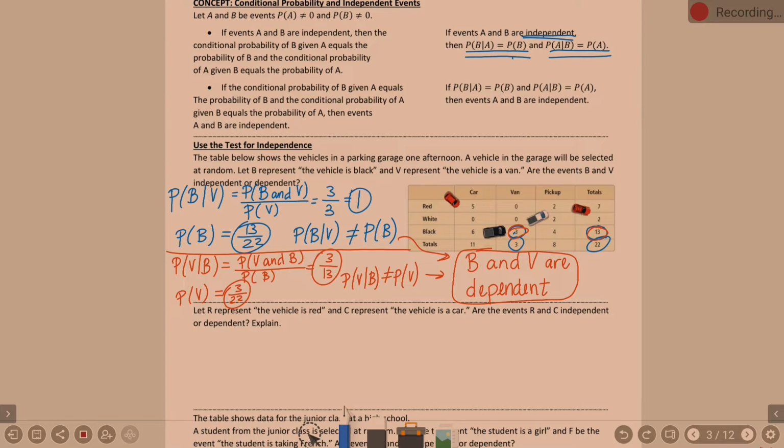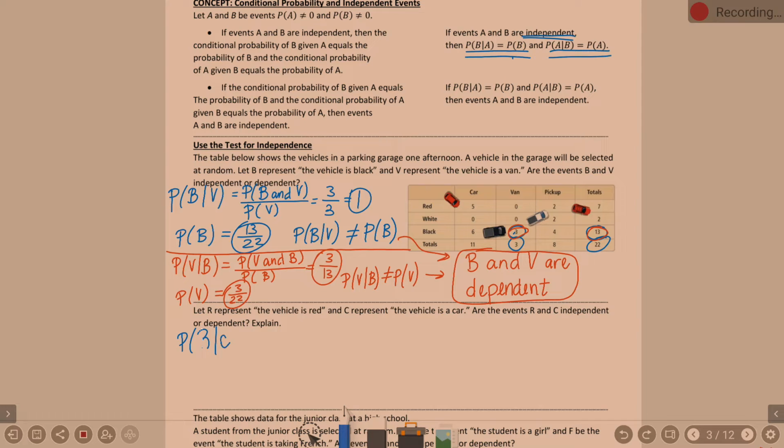Yesterday we started by finding the probability of B given V. So black given it's a van, yes? And then after we found that, we also checked van given it's black. We need to check both here. So let's start, and it doesn't matter which one you start with, because if they work out to be independent, we need to do both. So I'm going to do the probability. There's no V here. It's not a van.